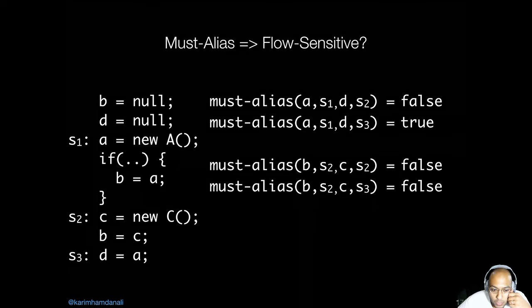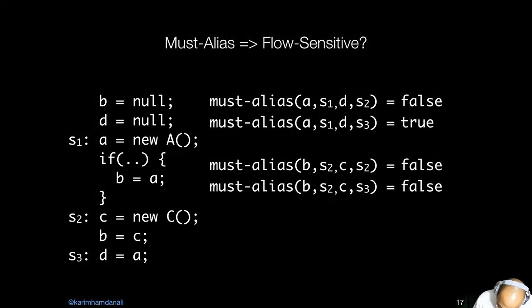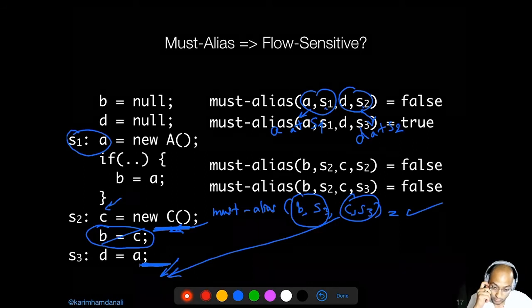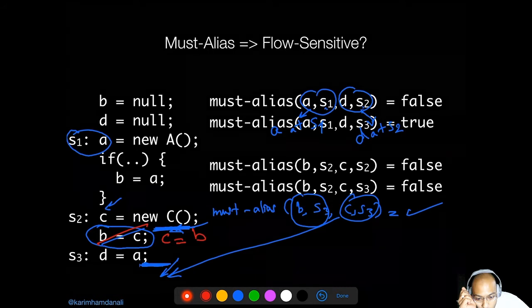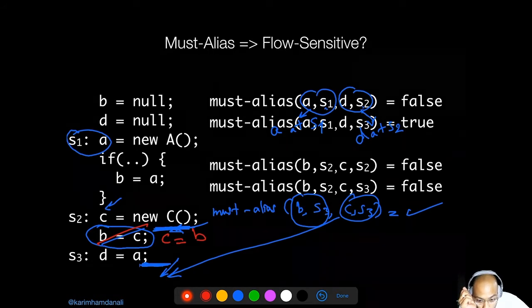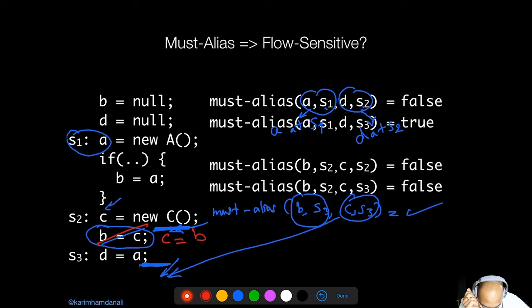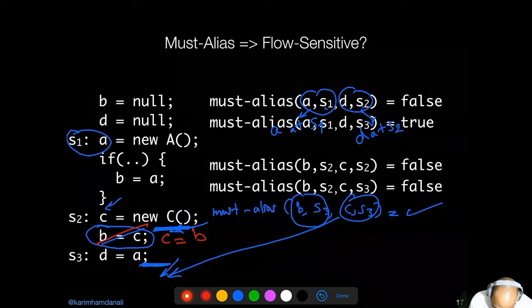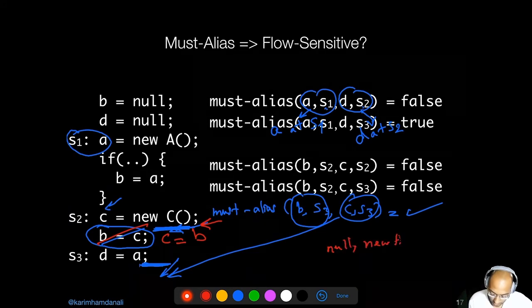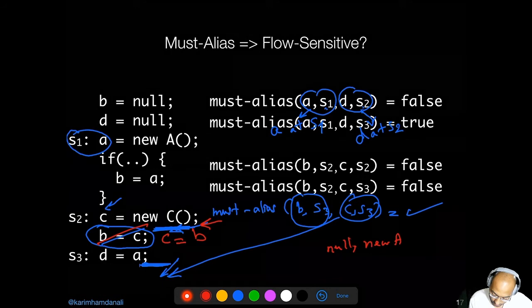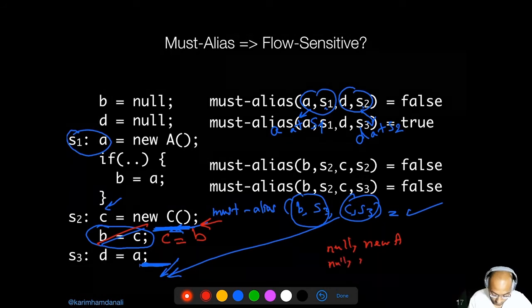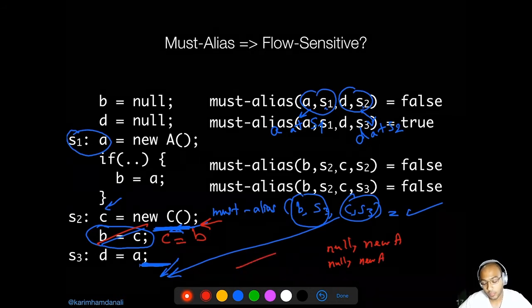So if the line between S2 and S3, okay, so then we have a question here saying, what if this statement was C is equal to B? Would must alias B at S2 and C at S3 be true? Okay, must alias B at S2, so B after this statement, what is B after statement S2? B could be either null or could be new A, right? And what is C after? Okay, I see your point now. C after S3 is B, so that's going to be null or new A. Yes, this is going to be true. If that assignment was the other way around, this is going to be true.